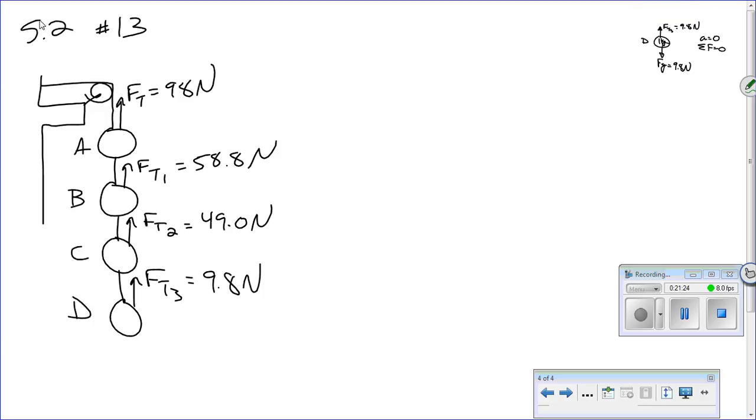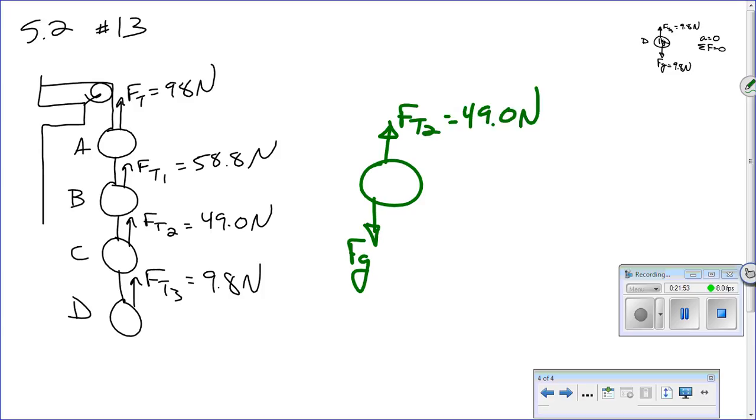All right, so disk C. Disk C actually has 3 forces on it. Gravity's pulling it down with some amount of force. I don't know how much. What are the other 2 forces? Tension, but there are 2 tensions, right? There's the force from tension number 2, which is 49.0 newtons, and the force of tension number 3. But we know what that is. What is it? 9.8. Follow?